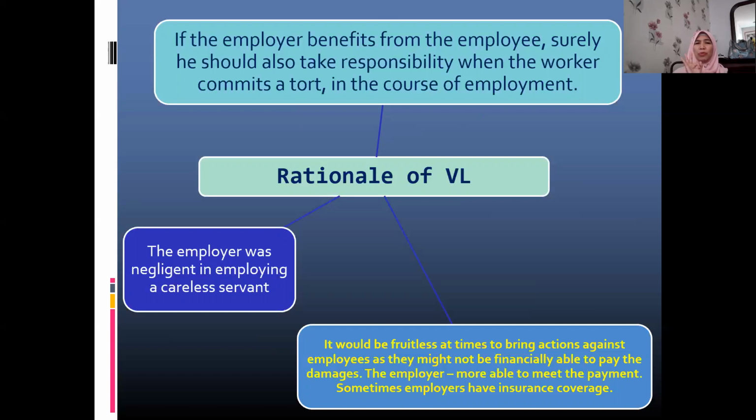So that's basically the three rationales. If you read some papers on this, there are actually more, a longer list of rationales, but we just focus on the important, significant ones. So at least there are three rationales of vicarious liability.